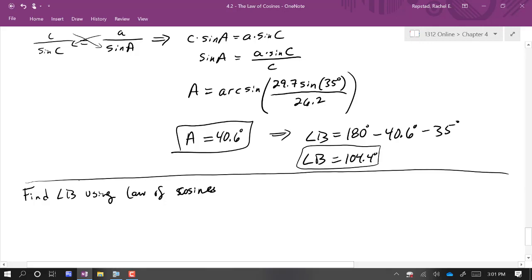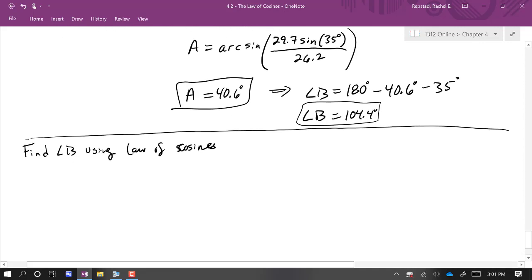But if you try to find it using law of cosines, the law of cosines will never lead you astray. It will never give you an incorrect result there, as long as you don't enter things incorrectly into your calculator. We know that that's a risk. But if I wanted to find angle B using law of cosines, I use the equation that involves angle B, and that's the one that begins b squared equals a squared plus c squared minus 2ac times cosine B. Let's say I'm going to rearrange this to solve for cosine B. I'm going to add 2ac cosine B to both sides, and subtract b squared from both sides.